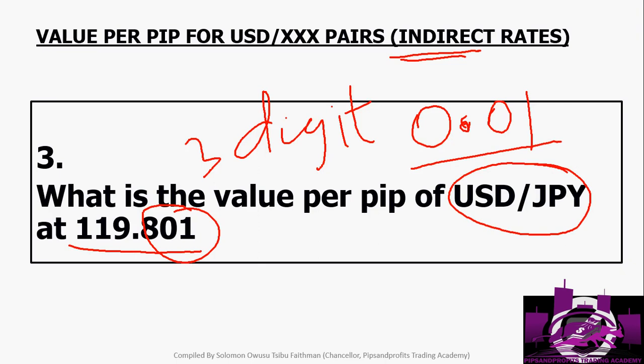So I want you to do this for me. Try it for me. For 3 digits, our pip value is 0.01. So I want you to try it for me.